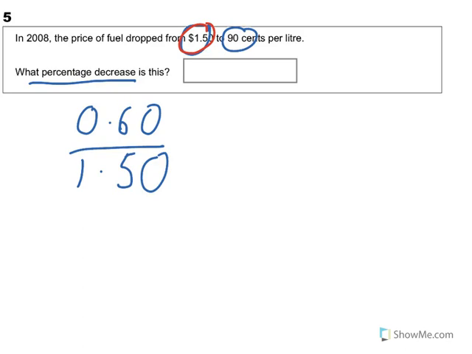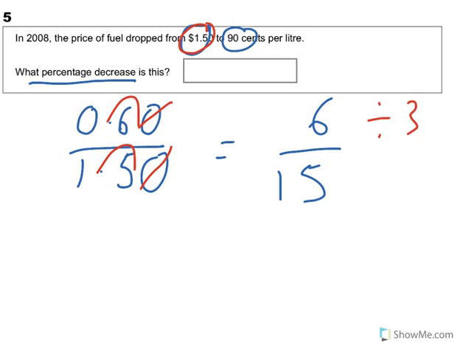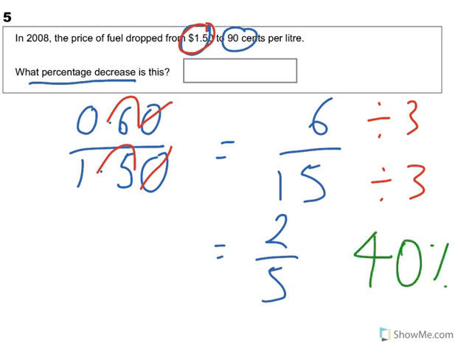Let's simplify this. Cross out the zeros at the end. Move your decimal point over each time, and you get 6 over 15. We have a common factor, so we can simplify. Divide by 3, divide by 3, and you get 2 out of 5, which is simply 40% decrease.